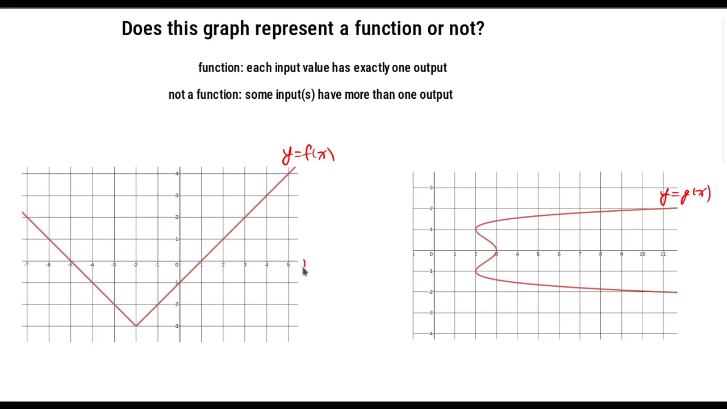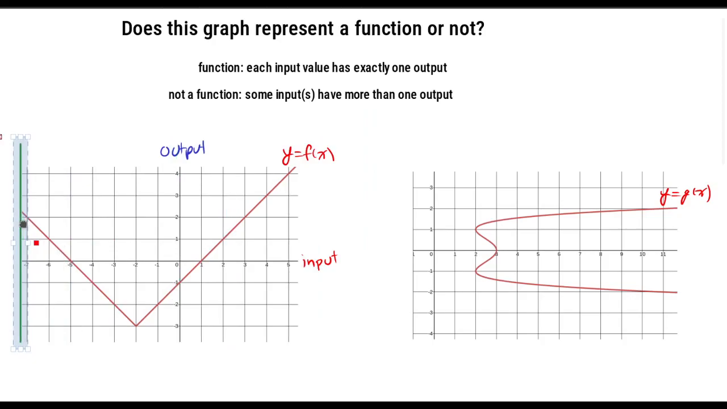So if we're looking at a graph, remember the input values go on the x-axis, the outputs are on the y-axis. So what this will look like is if we have a function, any vertical line will cross the graph in at most one point. It'll never cross the graph at more than one point. And a non-function will have some vertical line that passes through more than one point at once. So let's do the vertical line test.